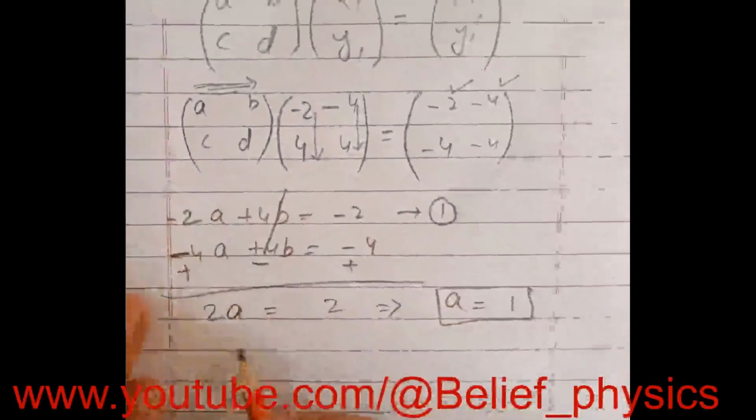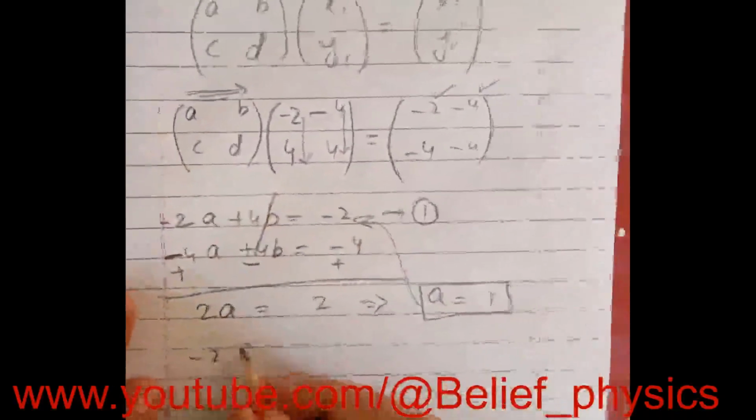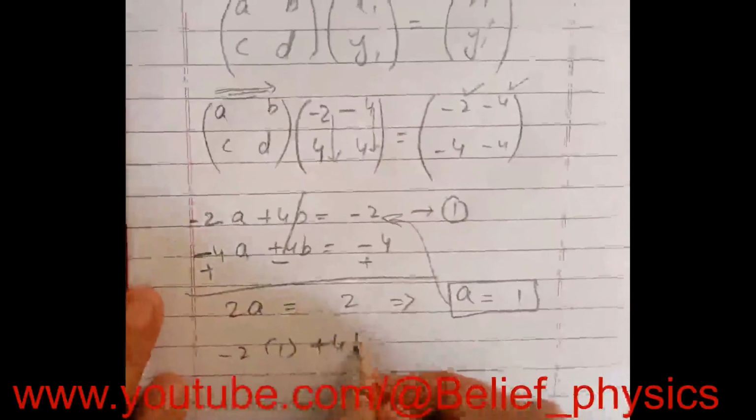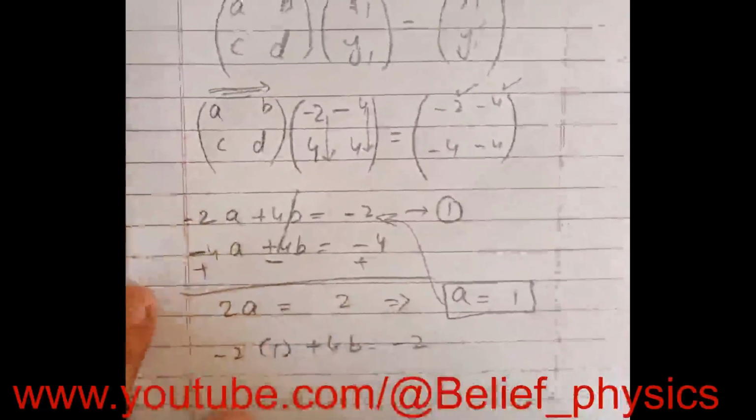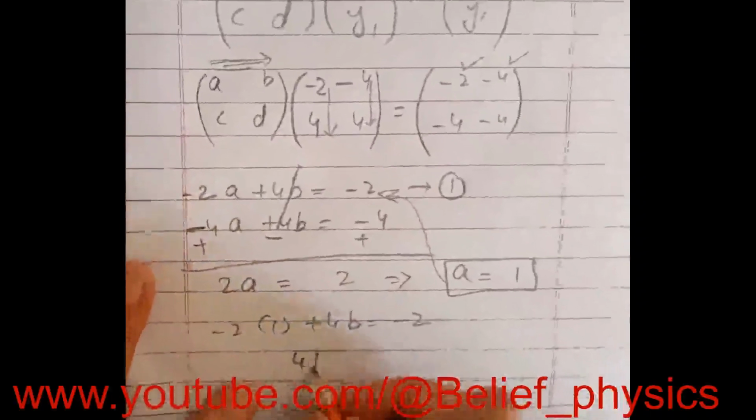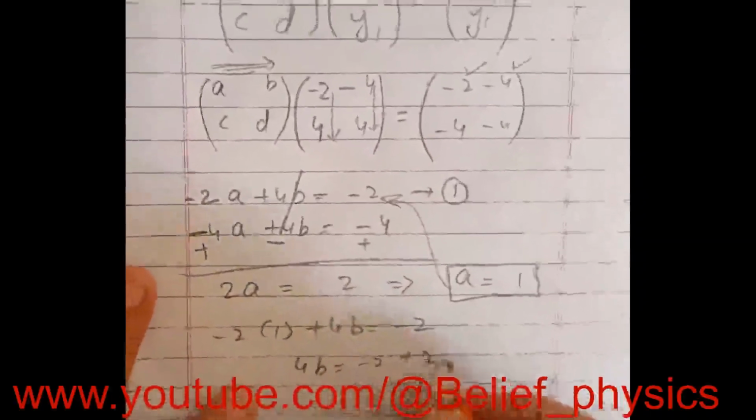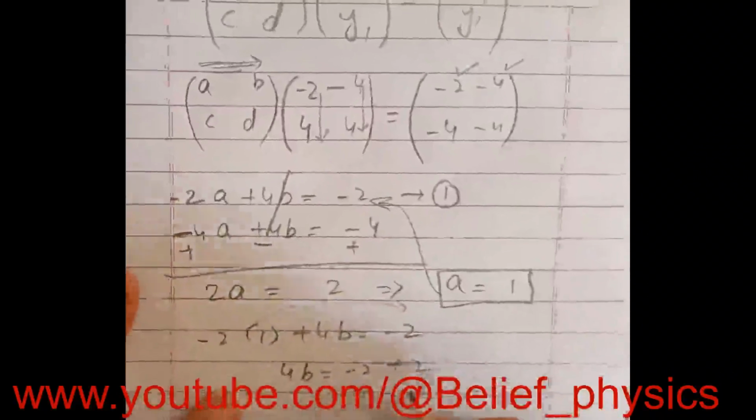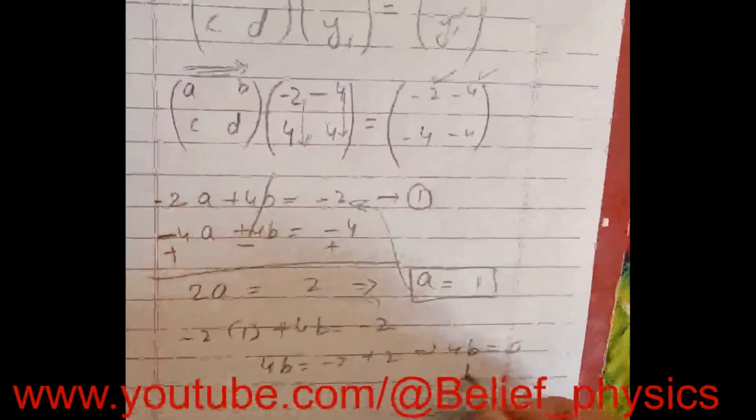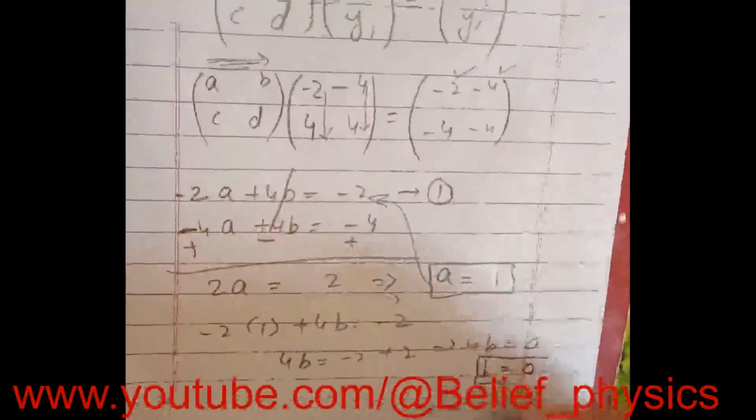If I put a here in this equation, then -2 into 1 plus 4b is equal to -2. So 4b is equal to -2 plus 2. This will become plus 2 here. So this implies 4b is equal to 0. b is equal to 0. So we get b is equal to 0. Now we find c and d.